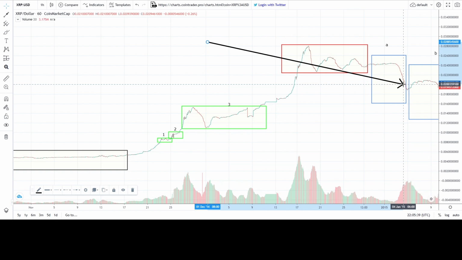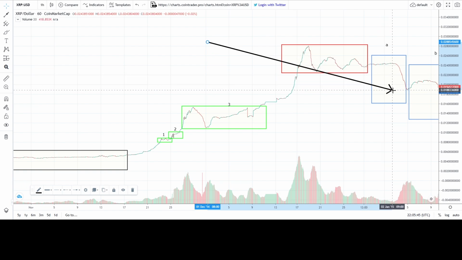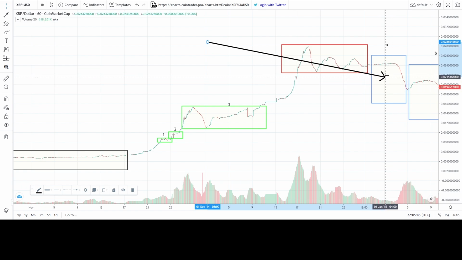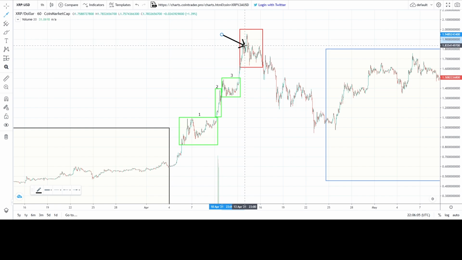The decline is a repetitive structure, but sometimes this first one, part A, isn't as prominent. Sometimes it's very small, and you get much more of a drop. Here's the bull run from 2021.